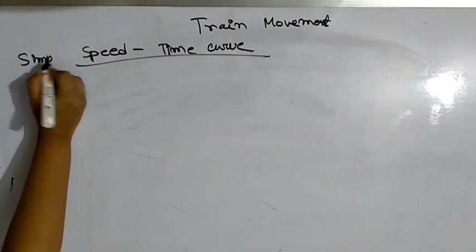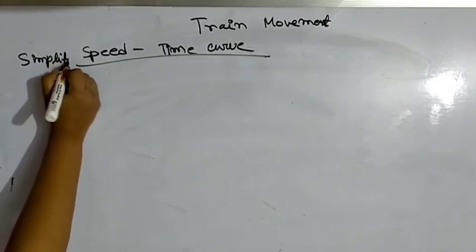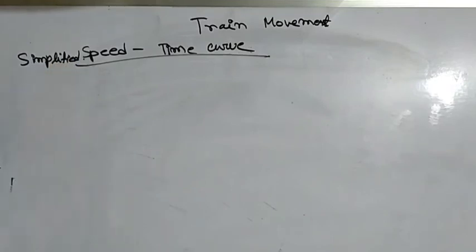Simplified speed time curve. Now in order to make actual speed time diagram calculations, simplified speed time curves are taken in such a way as to cause least error and at the same time calculations are made easy. Okay, now first we draw the simplified speed time curve.